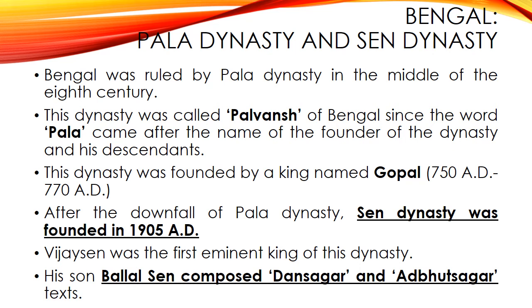After the downfall of Pala dynasty, Sen dynasty was founded in 1095 AD. Vijay Sen was the first eminent king of this dynasty. His son Ballal Sen composed Dan Sagar and Adbhut Sagar texts.